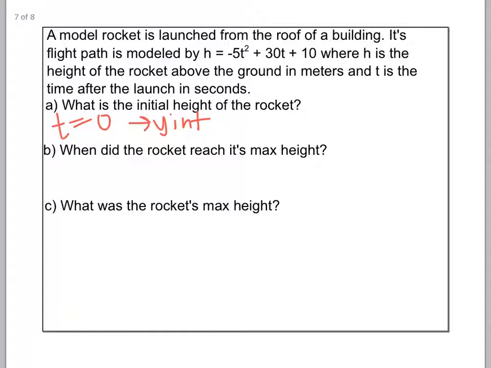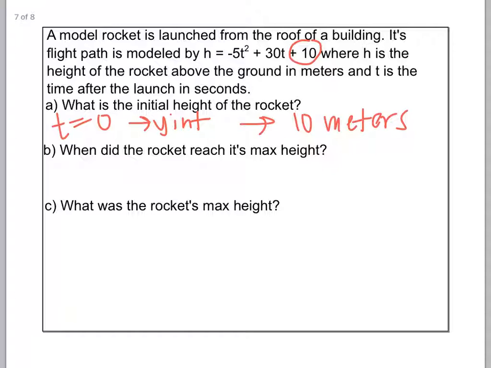So if you guys remember, when we're in standard form, the c value in our equation is our y-intercept. So that tells me that our initial height is 10 meters. A little sloppy there, sorry.